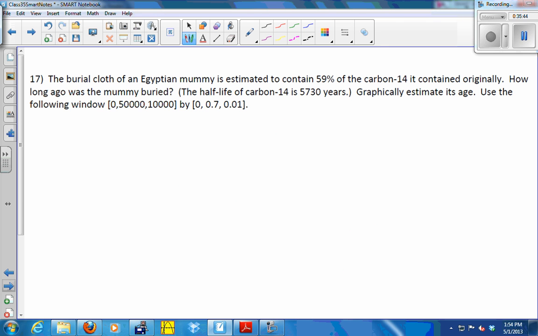Okay, so you try one. This is another how long, so you're going to have to solve graphically. And I gave you a window to use, but that might not be a good hint depending on how you set up the problem. So maybe just ignore the hint.